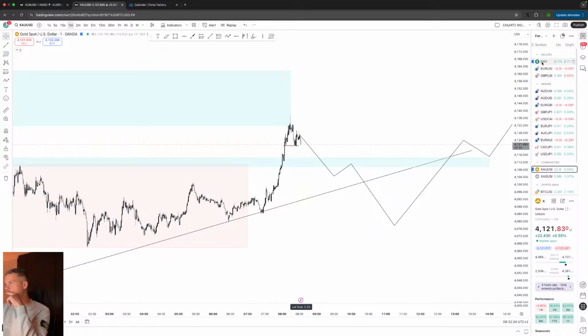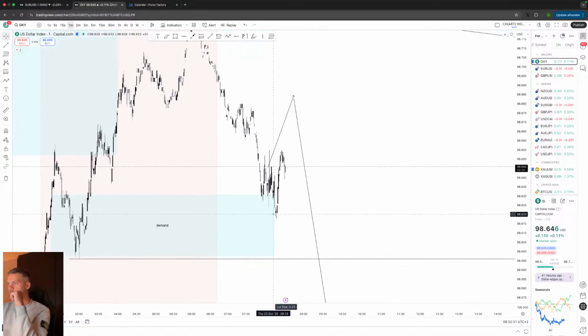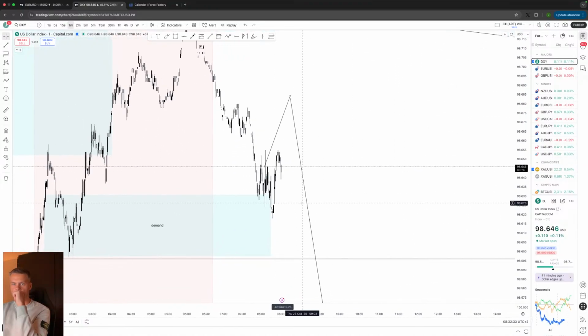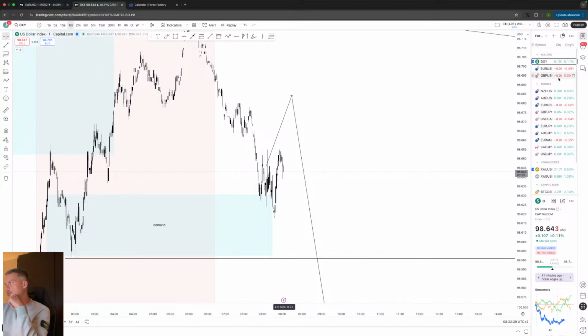What is the DXY telling me? And look at this. What did we do? Bearish break of structure. DXY inducing buyers. Gold supply. Let me check gold supply. I'm sorry.